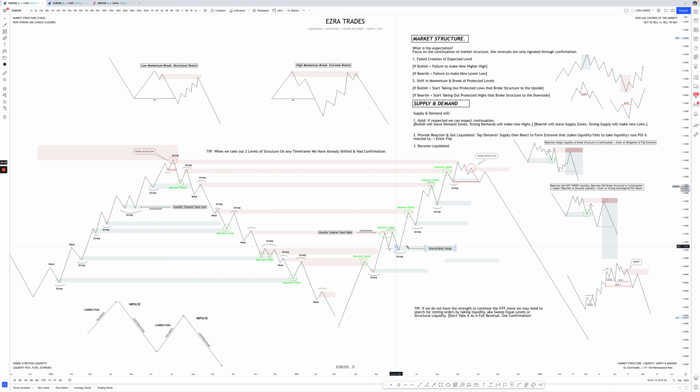For this example, if we do not have the strength to continue the higher time frame move, let's say here we make a higher high, what do we have? A higher low. We fail to make a higher high. What could happen? We may need to search for resting orders by taking liquidity. An example: sweeps of equal lows or equal highs, any equal levels, or structural liquidity, right? Don't take it as a full reversal, right?